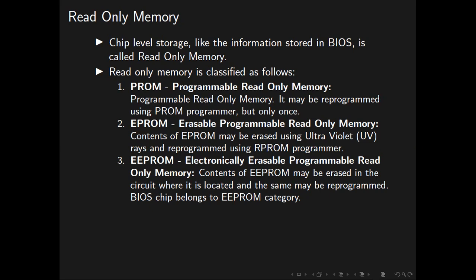The second one is EPROM, which stands for erasable programmable read-only memory. This memory can be erased when exposed to ultraviolet radiation. When this chip is exposed to ultraviolet rays, the memory will be erased, and you can write something else.